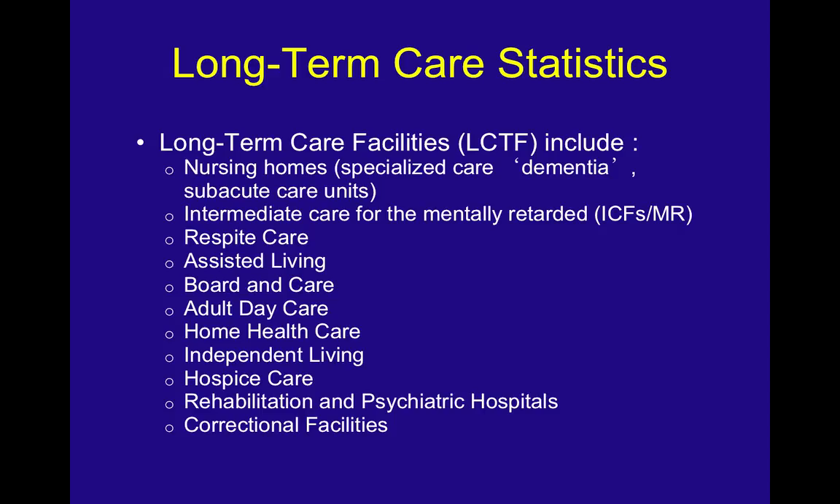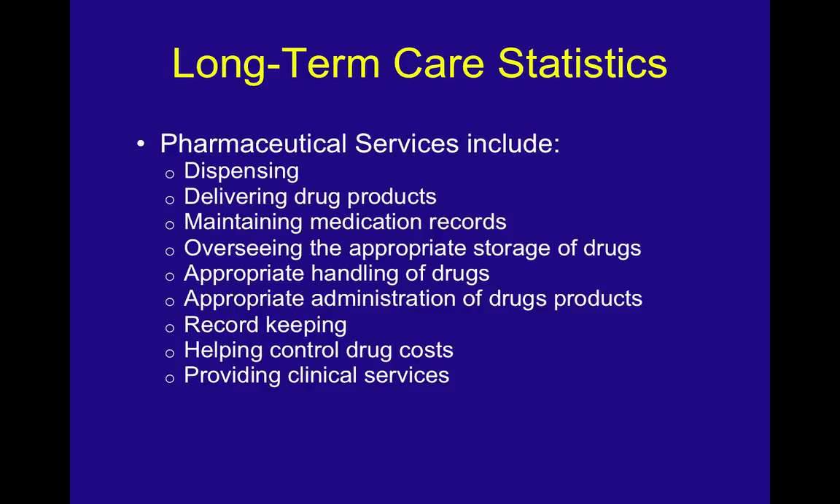And why that is important to you as a pharmacist, that a lot of times consulting pharmacists get involved in helping to control costs through formulary management, through therapeutic substitution algorithms for that nursing home. There's other areas of care. There's immediate care for those with mental retardation. There's respite care, assisted living, independent living, hospice care, and also correctional facilities. Most closed-door long-term care pharmacies will take care of these type of individuals.